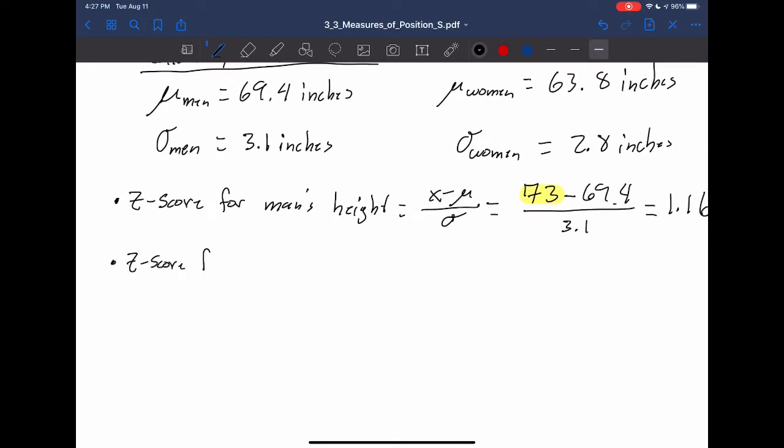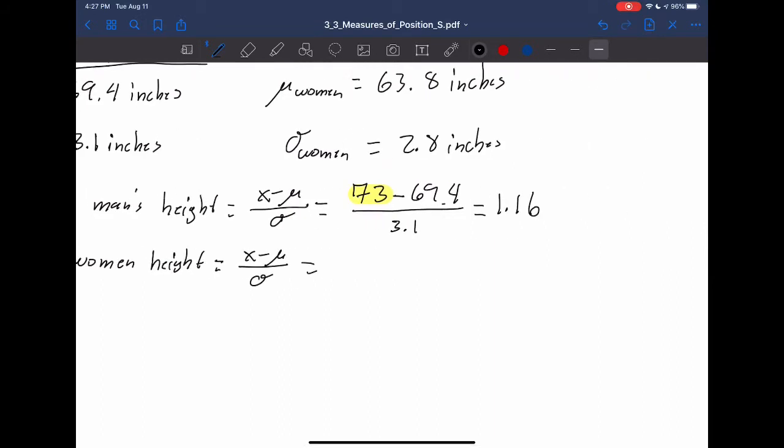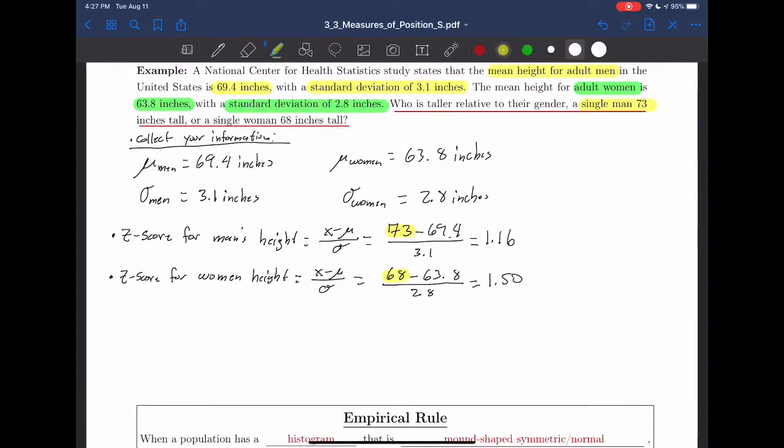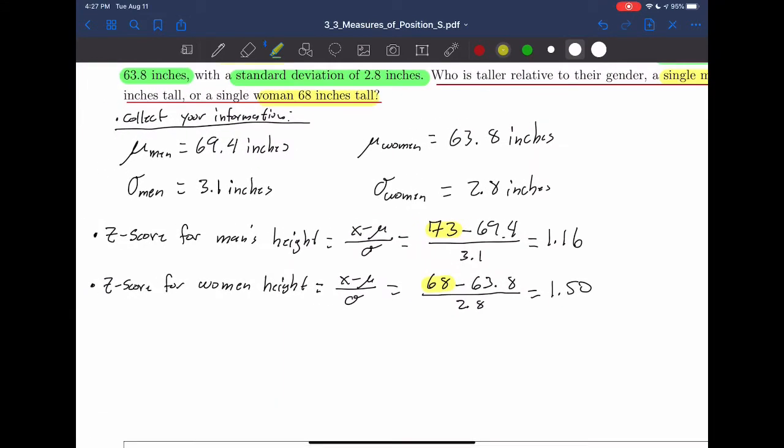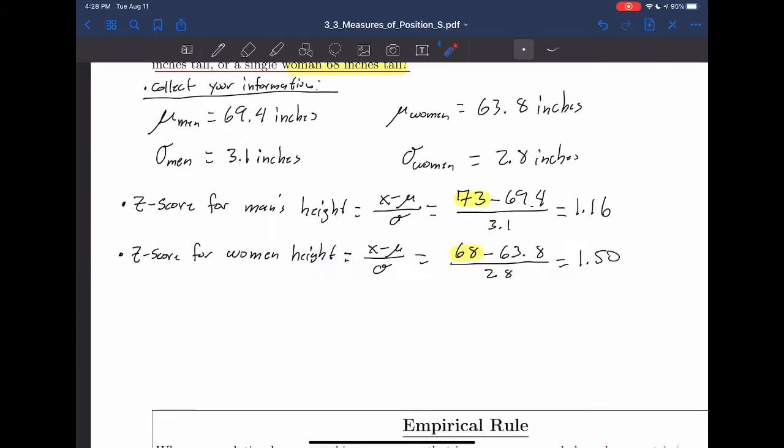We want to do the same thing for the woman's height. The z-score would be the data value minus the population mean over the standard deviation, which is 68 minus 63.8 over 2.8, which gives us 1.5. And remember, I got this 68 from the data value that we're comparing. These z-scores tell us how many standard deviations away you are from the mean, and it's clear that the height of the woman has a larger z-score.